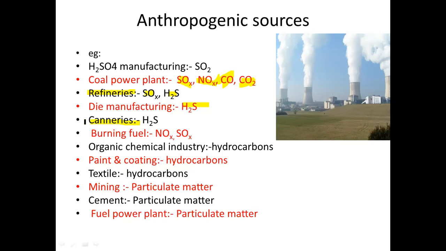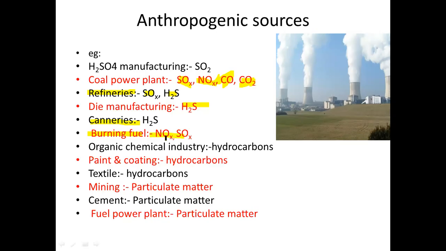The tanneries. A tannery is a place or factory where skins and hides are tanned. Tan means to make animal skin into leather. When you learn the water and wastewater treatment section, you may have heard that for the tannery industry there is a special regulation for wastewater discharge. Now here we are talking about air emissions. From burning fuel, again NOx and SOx are emitted.